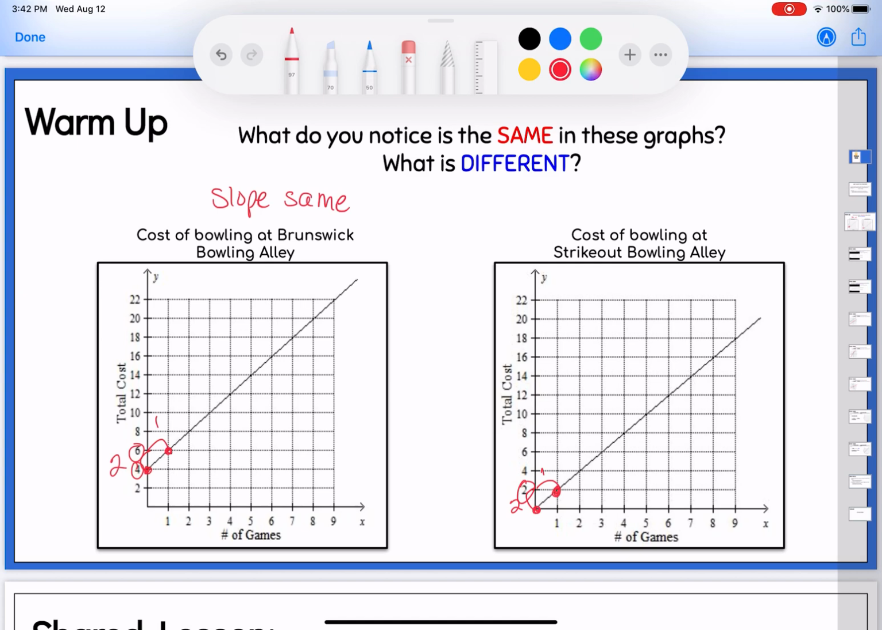Now, if I really look at what we're talking about here, that's the cost of bowling at Brunswick Bowling Alley compared to the cost of bowling at Strikeout Bowling Alley. And so the slope of the lines, that's like the rate, right? That's how much money it costs per game. So for both of them, it would mean that it is $2 per game, right? So that's the same between the two bowling alleys.